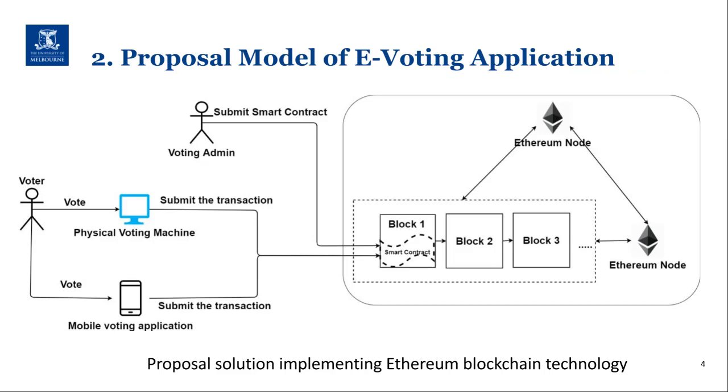In this image, we are presenting our approach. The voter can submit his vote through a physical voting machine or a mobile voting application. This transaction is sent to the Ethereum network, and with the help of smart contracts, which are pieces of code, we can perform a secure and reliable e-voting system.